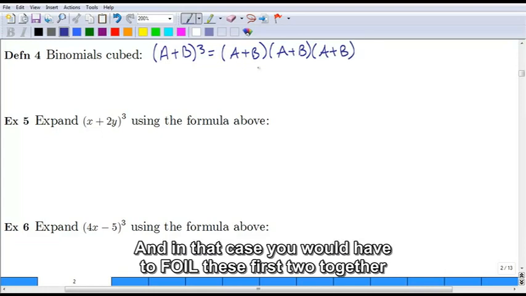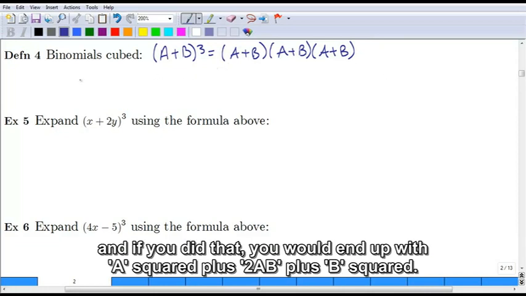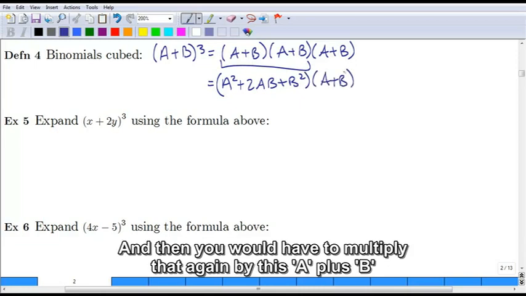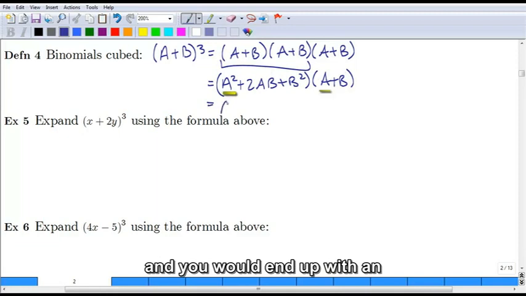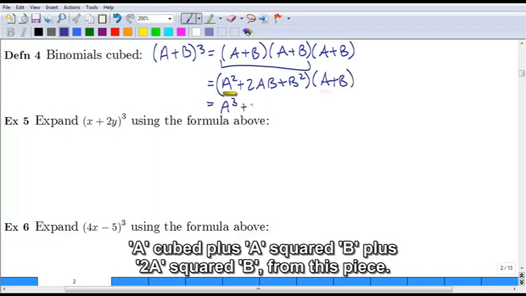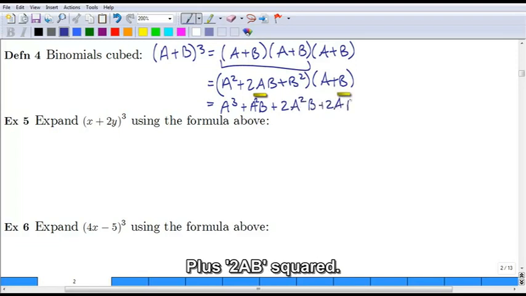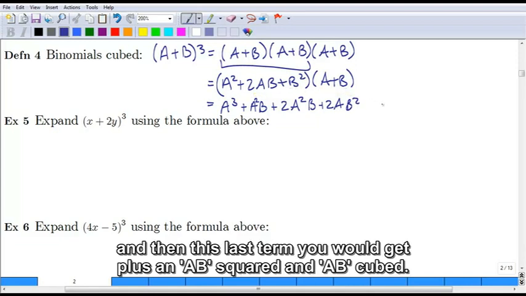And in that case, you would have to FOIL these first two together, and if you did that, you would end up with a squared plus 2ab plus b squared. And then you would have to multiply that again by this a plus b, and you would end up with an a cubed plus a squared b plus 2a squared b from this piece plus 2ab squared when you multiply it by b, and then this last term you would get plus an ab squared and a b cubed.